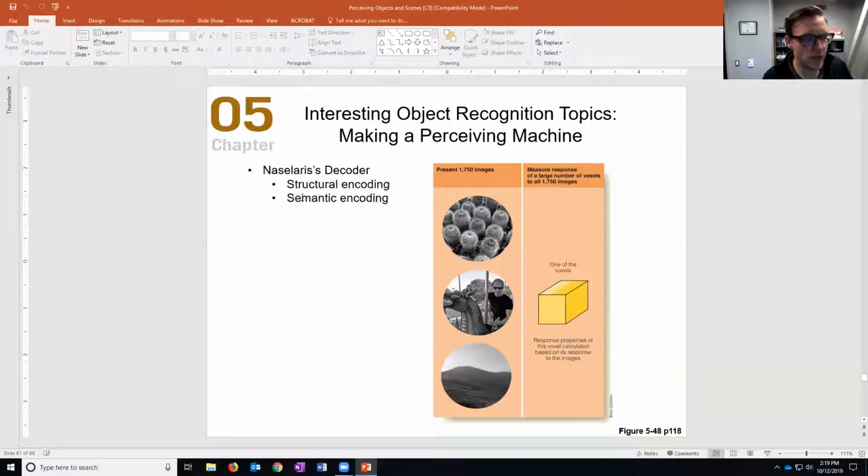We could also make our program encode semantically, meaning we could tell our program that this pattern of activity is associated with seeing a small clump of cacti. This pattern of activity is associated with seeing a person on a merry-go-round. This pattern of activity is associated with seeing a landscape, specifically a landscape with a hill in the back.